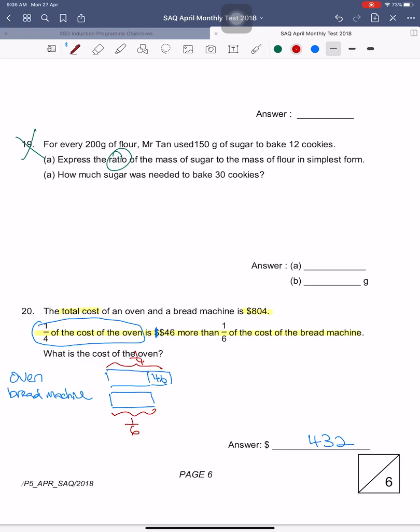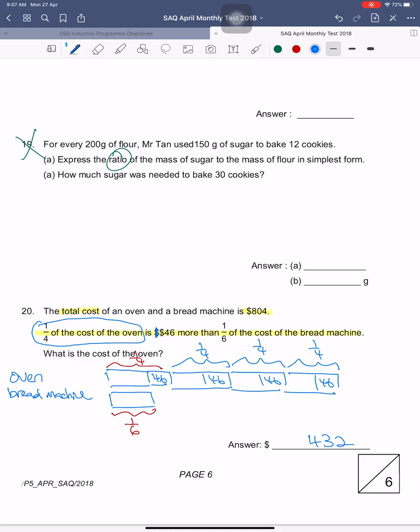So this is my 1/4. If I were to extend another 1/4, because this will be my second 1/4, third 1/4, and the fourth 1/4. So that will be the cost of the oven, 1/4 times 4 of them. So every 1/4 is $46 more than 1/6.